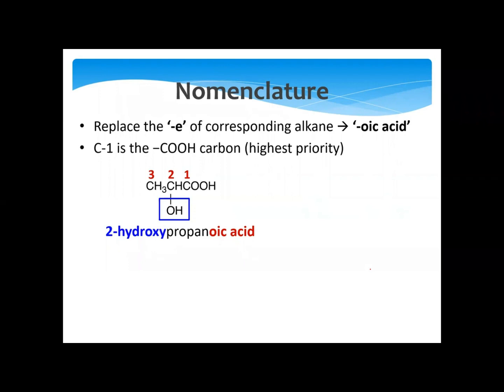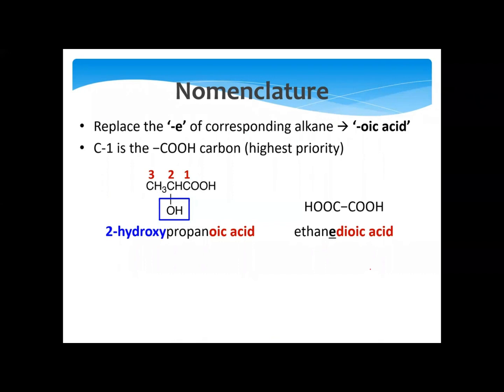Now, as I mentioned earlier, the carbon in the COOH group, we consider as the first carbon. Therefore, if you number the 3 carbon atoms in this example, you will see that there is an OH group on the second carbon. Therefore, we call it 2-hydroxypropanoic acid. Propanoic acid is because there are 3 carbons in the carbon chain.